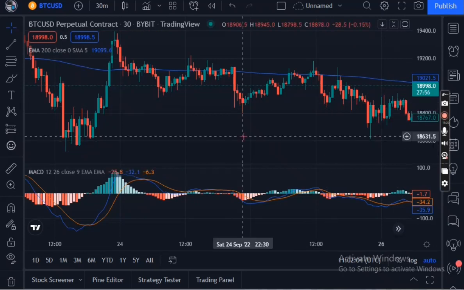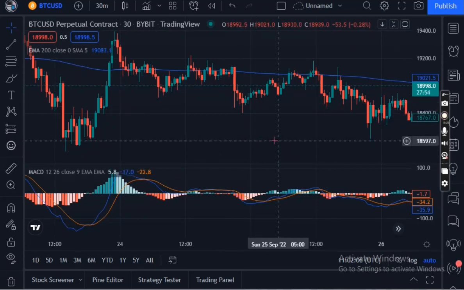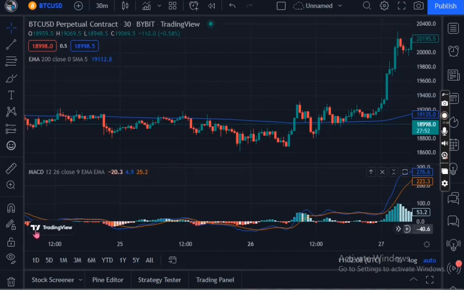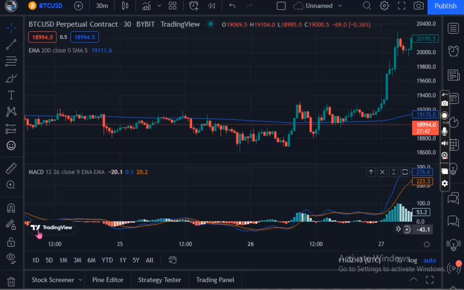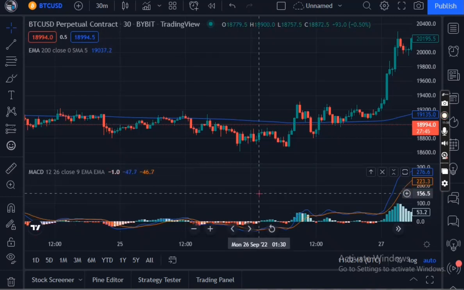So yeah, this is it. I use TradingView charts, in case you want to know the kind of charts I'm using. TradingView, and this is what you need. This is it. MACD, EMA, very perfect.